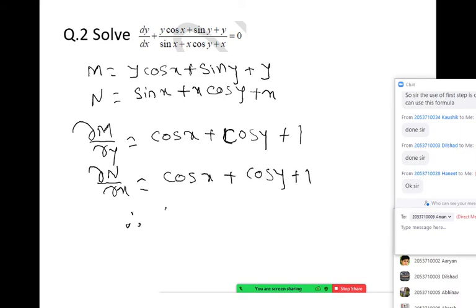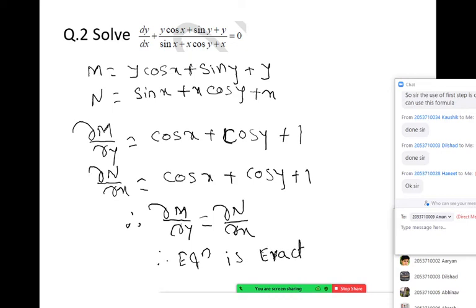Therefore, dou m by dou y is equal to dou n by dou x, and therefore the equation is exact. That is the first part. First, you should show that this equation is an exact differential equation, and now you have to integrate. Okay, now we can integrate and we get that answer.